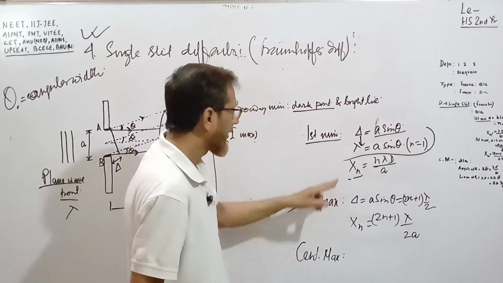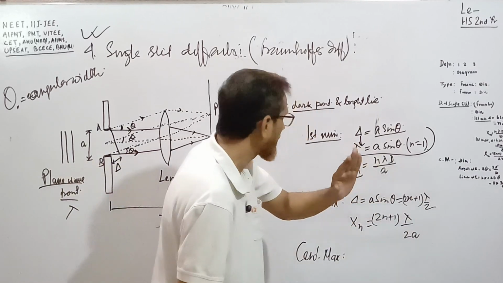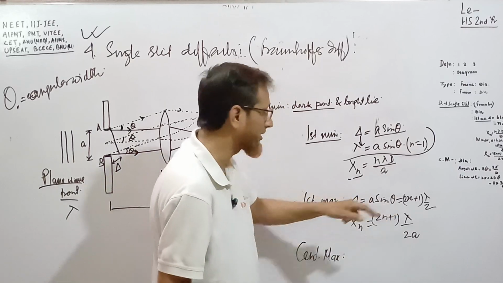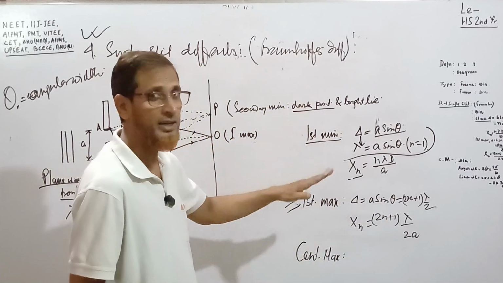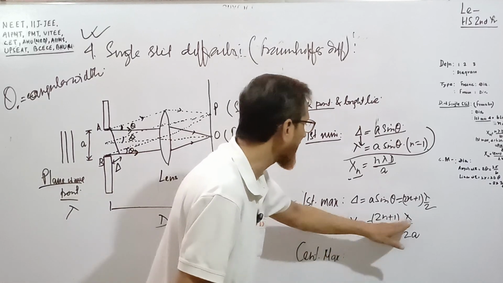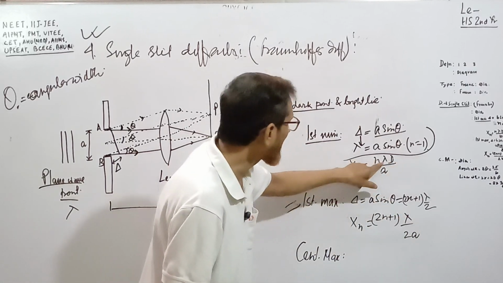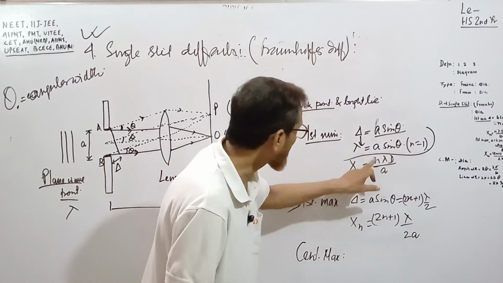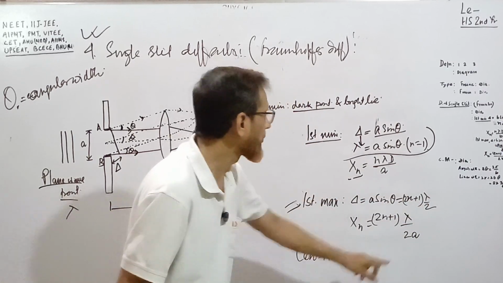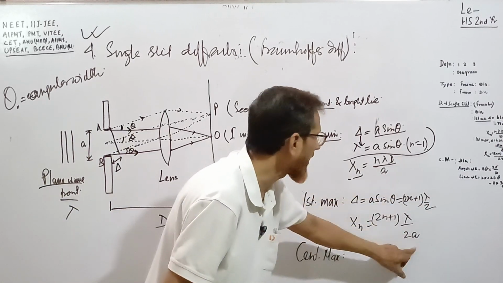And for the first maxima, lambda is equal to, it is not n lambda, it is (2n plus 1) lambda by 2 equal to a sine theta, and the distance from the center of the first, second, third, fourth maxima is equal to (2n plus 1) lambda D by 2a. Here you got n lambda D by a, so in place of n you put (2n plus 1) by 2, where 2 means 2 and a is a.